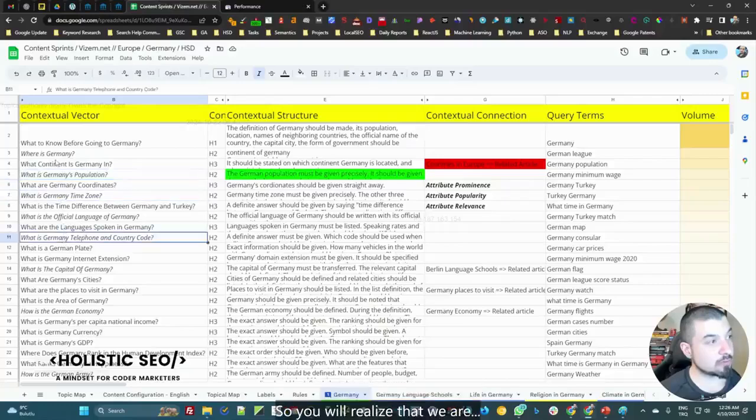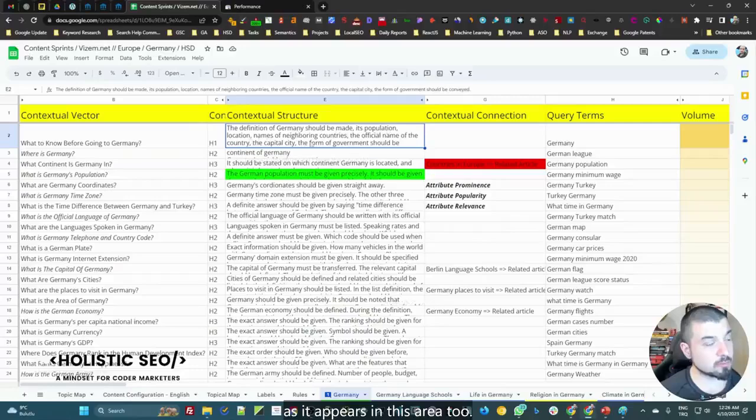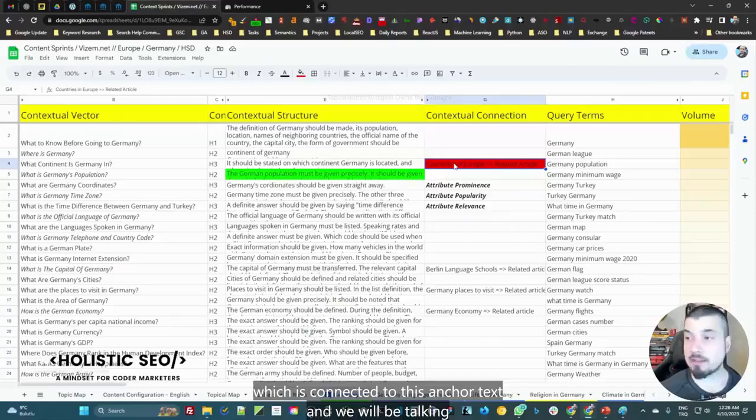So to be able to explain both of these concepts, I use the italic marking for some of these subparts. You will realize that we are mostly using certain types of attributes of the specific entity. While doing that, we always focus on the location of the country as it appears in this area too. And if you look here, we asked for the continent, which is connected to this anchor text, and we will be talking about the contextual connections in a future section.